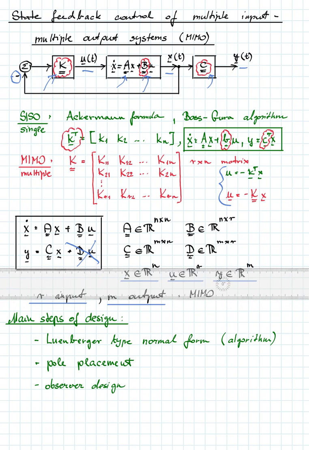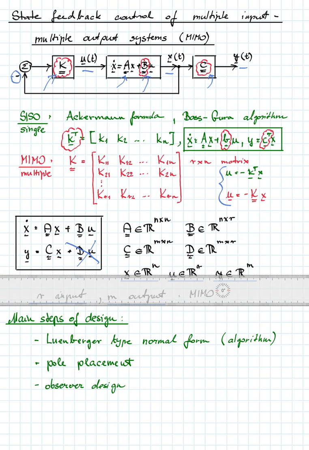So in the next videos we are going to speak about the steps of design of state feedback for MIMO systems, and how to perform it. There are three major steps. The first is the so-called Luenberger type normal form. It's a kind of algorithm we have to do for the future work. The second step is the pole placement. For the pole placement in MIMO systems, we have to perform the Luenberger normal form. And finally, we are going to speak about the observer design for MIMO systems.